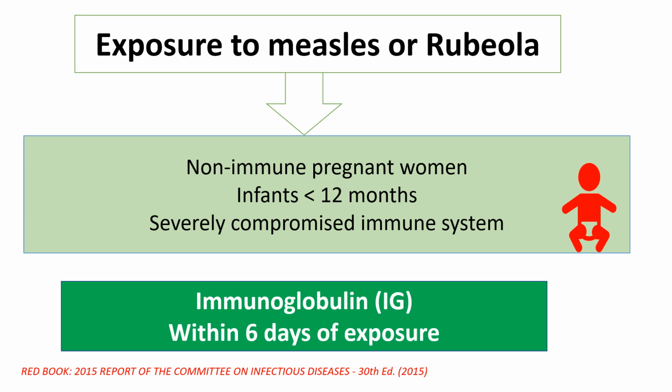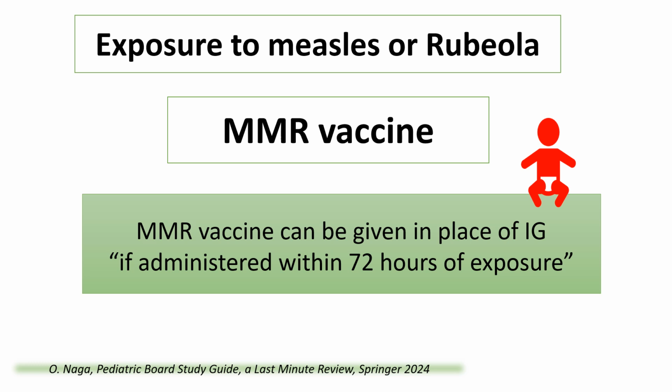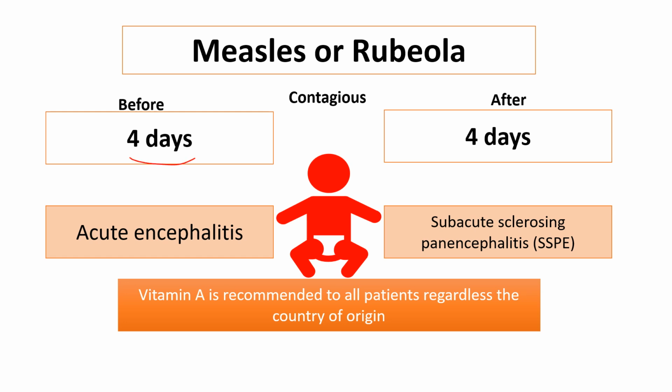If you have a non-immune pregnant woman, an infant less than 12 months, or a severely immune compromised patient exposed to measles, immunoglobulin should be given within 6 days of exposure. MMR vaccine can be given in place of immunoglobulin if administered within 72 hours of exposure. Measles is contagious 4 days before the rash and 4 days after the rash.